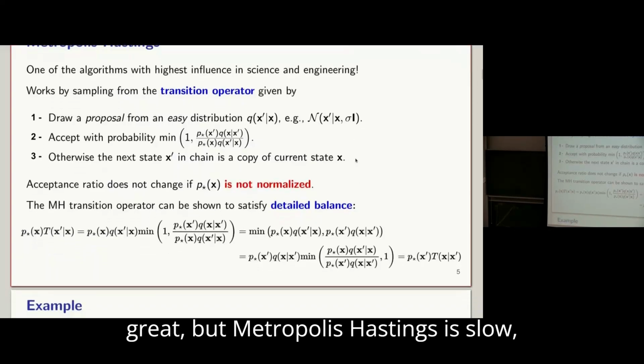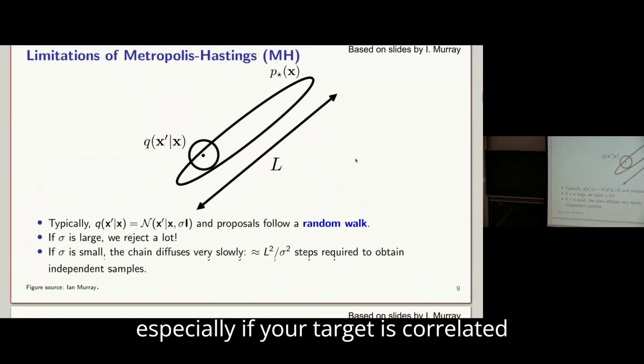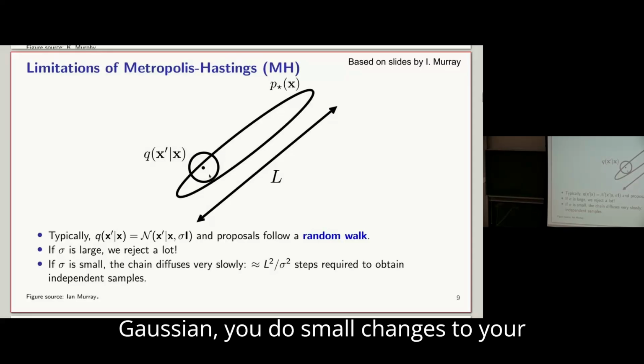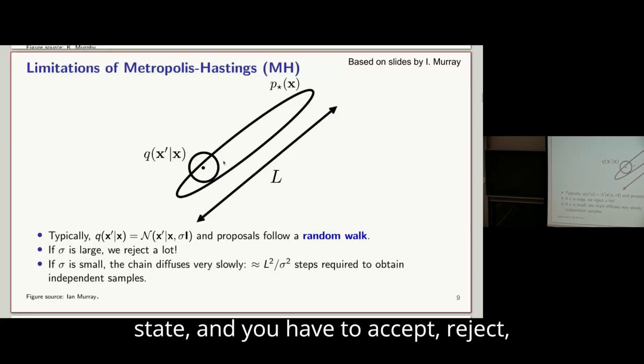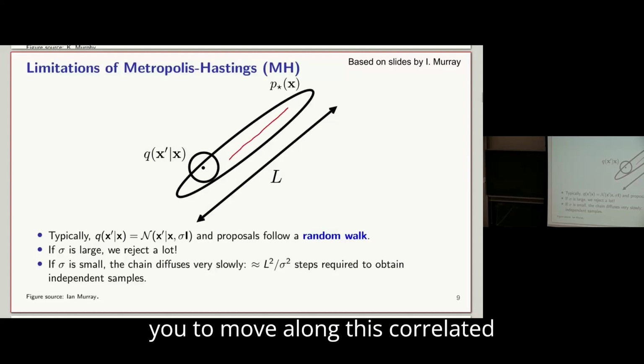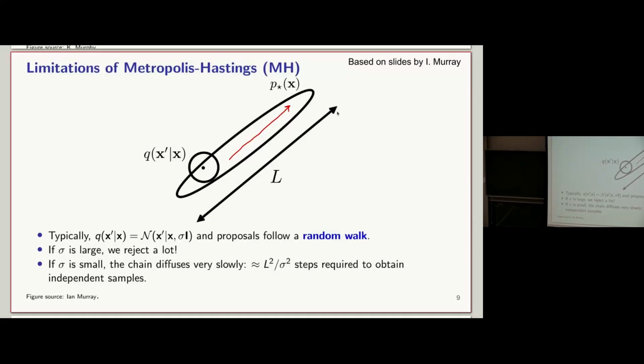Good, so this is great, but Metropolis Hastings is slow, especially if your target is correlated like this, because sampling from a Gaussian, you do small changes to your state, and you have to accept or reject, and the time it takes for you to move along this correlated Gaussian is going to take very long.